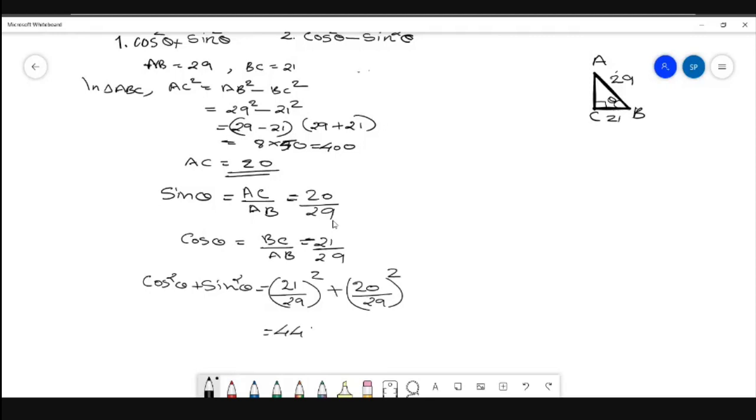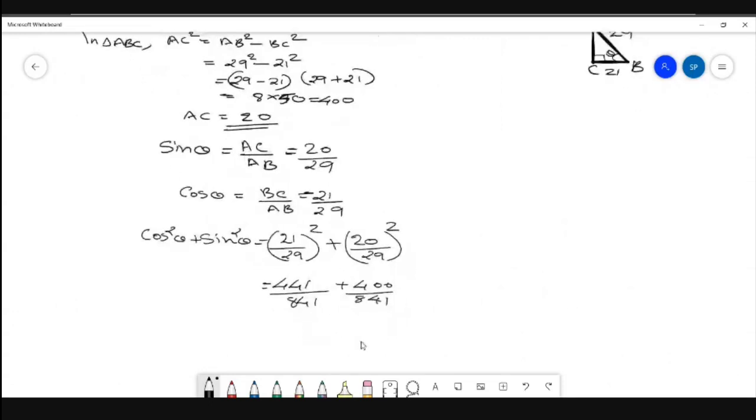Now it is equal to 21 square is 441 by 29 square is 29 into 29. What is 29 into 29? It is 841, plus 20 square is 400, by 841. So here the denominator is the same, so you can add the numerators. Now we get 841 by 841, that is equal to 1. So we get here cos square theta plus sine square theta equal to 1.